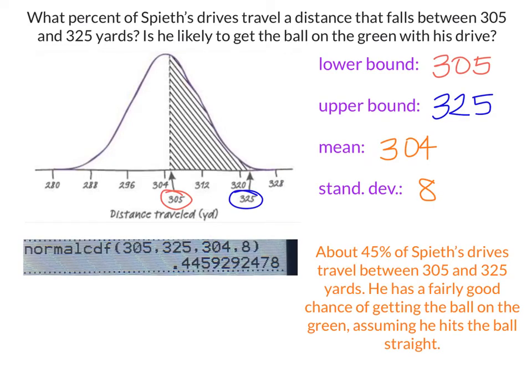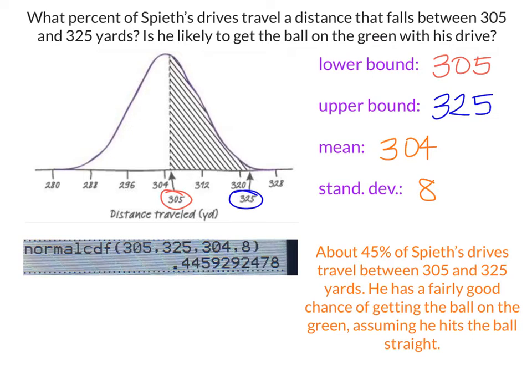So on our calculator, second vars, normal CDF, second in that menu. Lower bound 305, upper bound 325, mean is 304, standard deviation is 8. Enter. We get about 0.4459, move that decimal 2 places over, so we would say approximately 45% of Spieth's drives travel between that 305 and 325 yards.